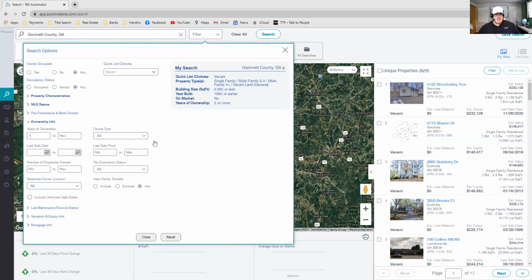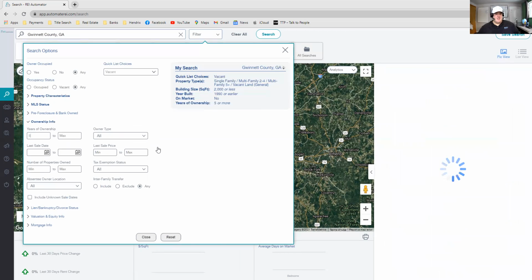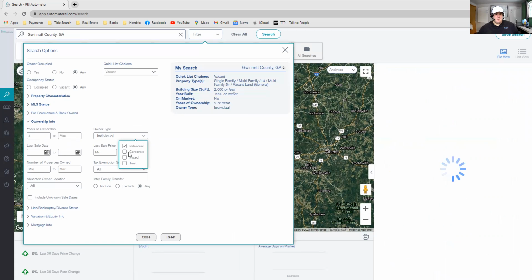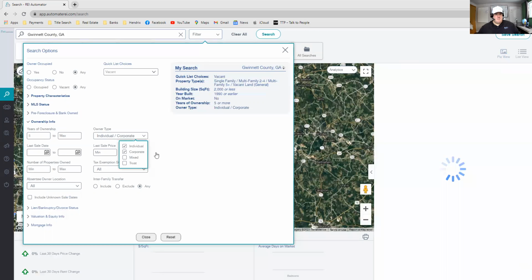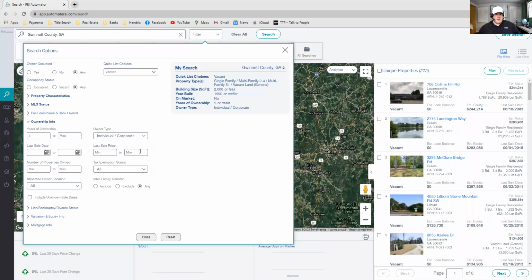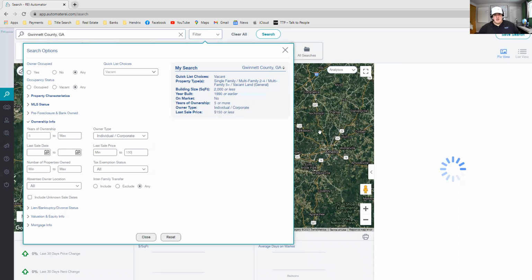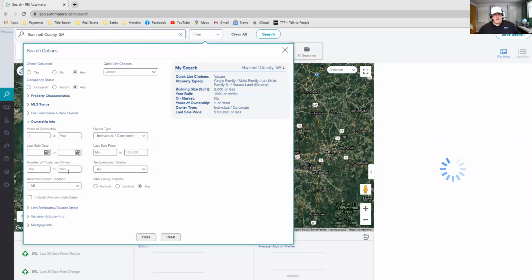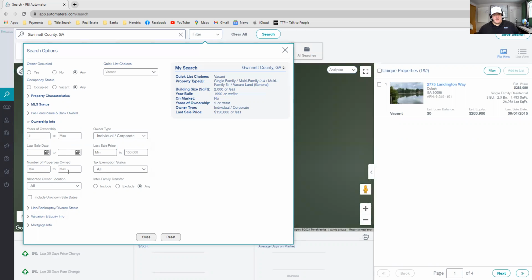Years of ownership, I like to always do at least 5. And we're going to go individual and corporate. And last sale price, we're going to do 150,000. No more than that. The reason being is we want to make sure there's equity in these properties.